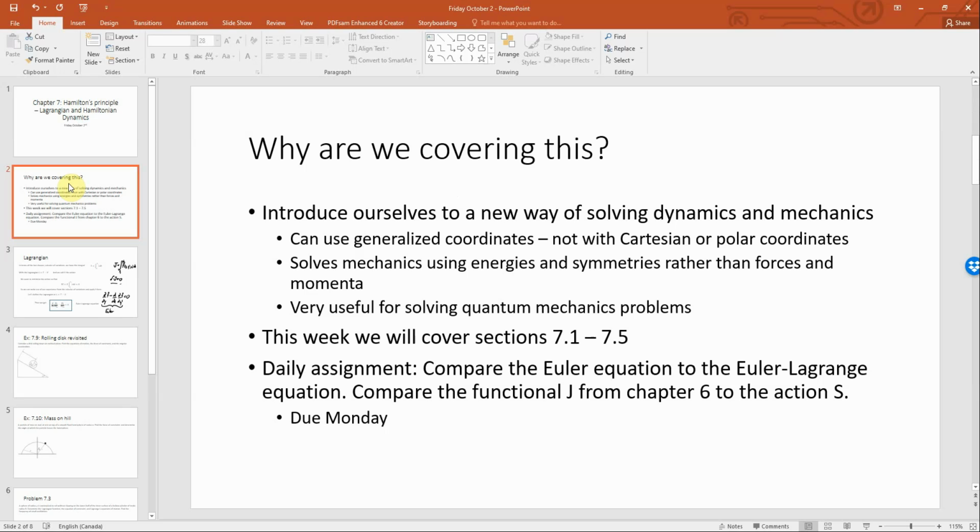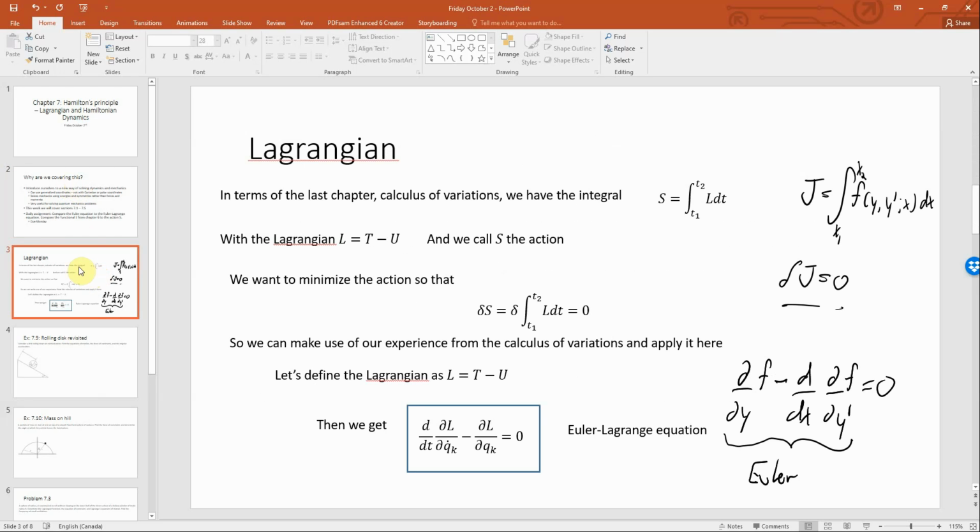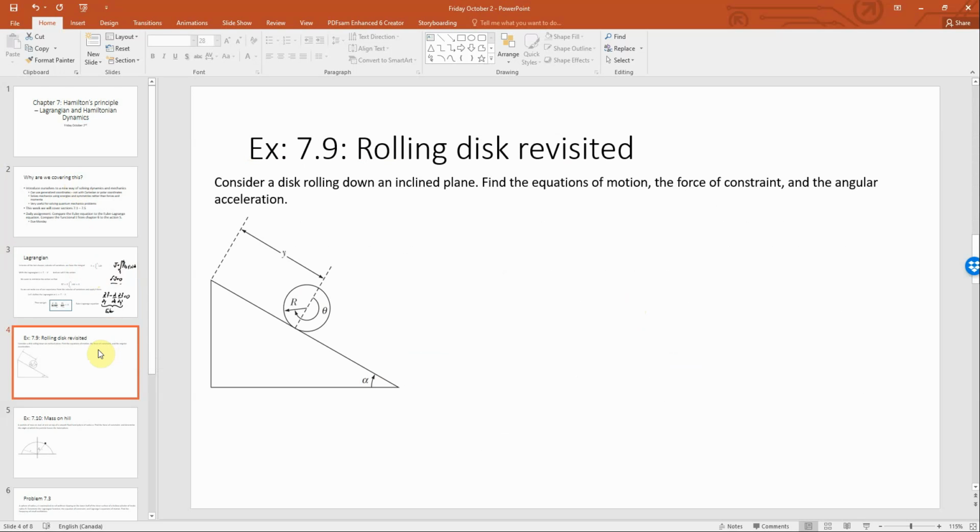This week we're going to be finishing up the first 5 sections, so 7.1 to 7.5 is what we're covering this week. Your daily assignment will be to compare the Euler equation from chapter 6 to the Euler-Lagrange equation, which is what we've been working with this week. Compare this functional J from chapter 6 to the action S. The answer for that is basically given on this slide, but I want you to fully appreciate what this answer is. So I'll let you go through that.